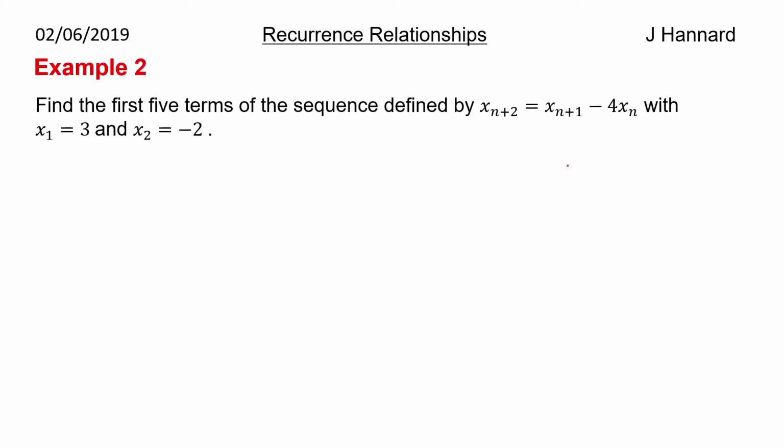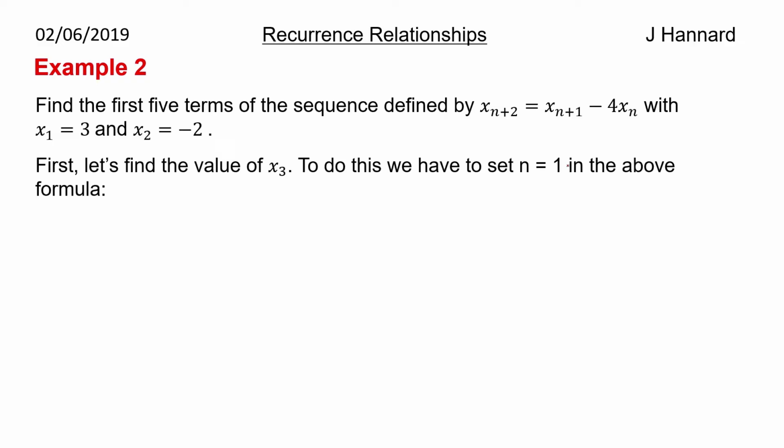Easy, yeah? Example 2 then. Find the first 5 terms of the sequence defined by xn plus 2. It doesn't have to be u, it could be x, could be g, could be anything you like. Could be zebra. But this time it's xn plus 2 equals xn plus 1 minus 4xn, with x1 equal to 3 and x2 equal to minus 2.